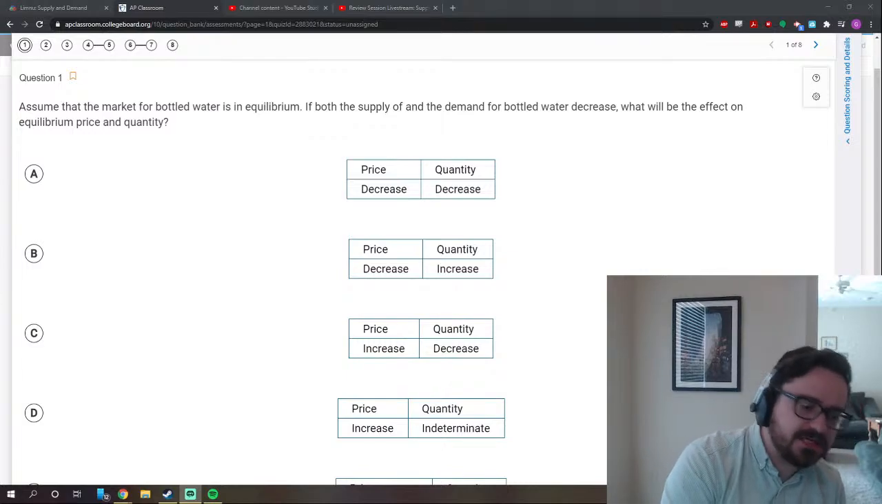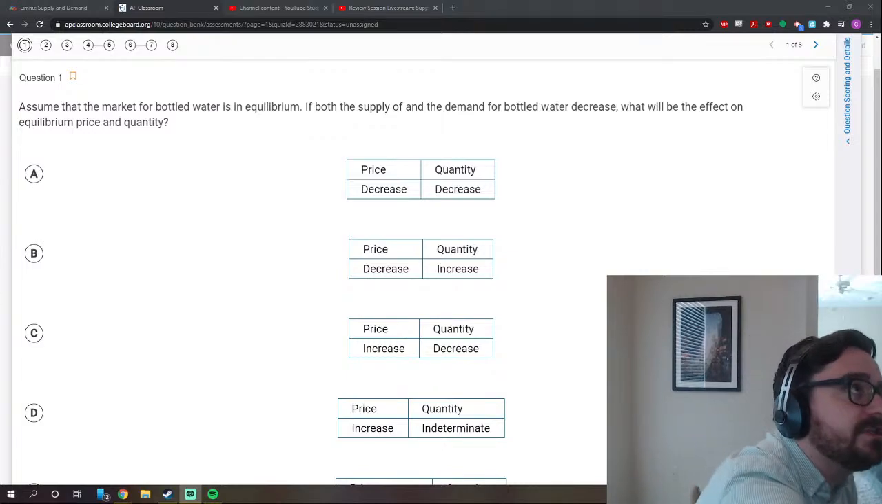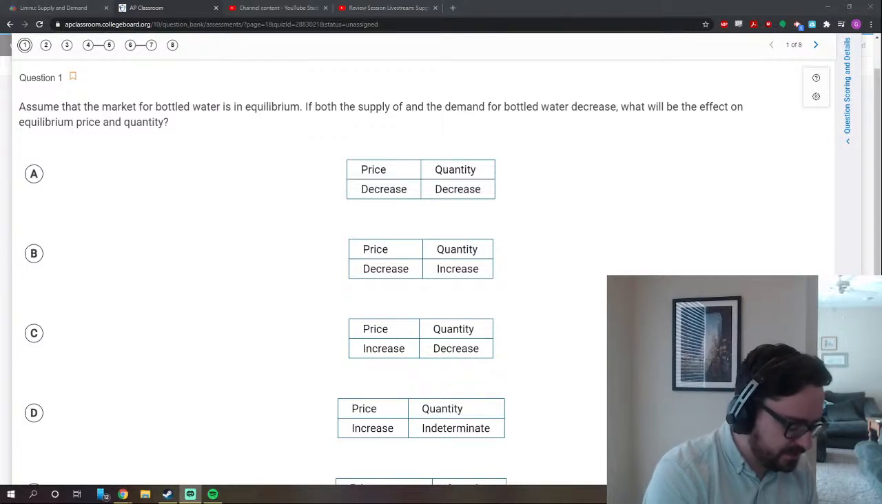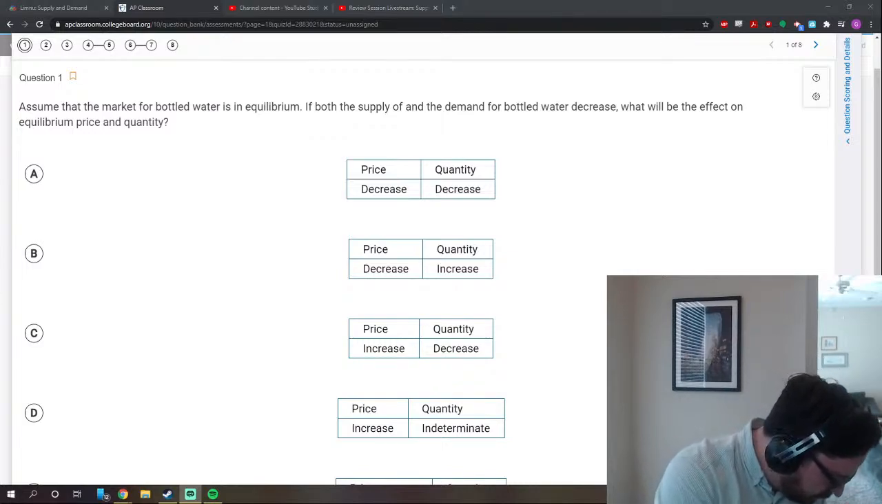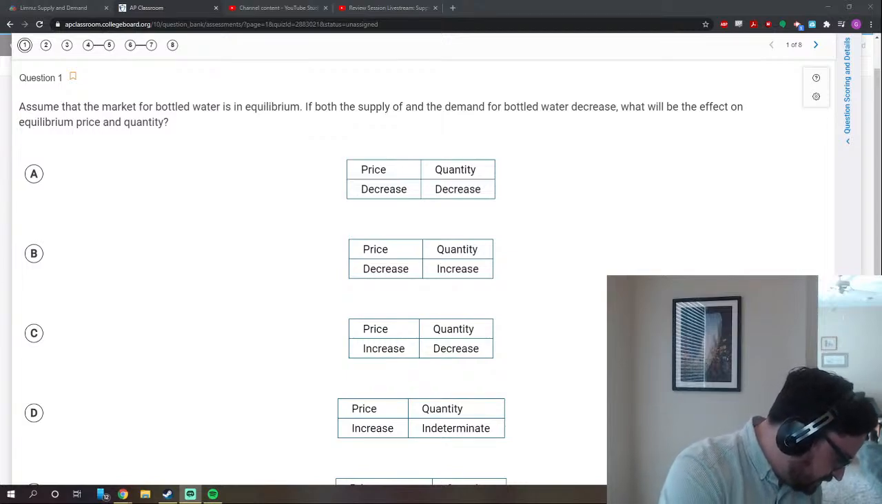Okay, decreasing both. So we decrease the supply of something and we decrease the demand of something. If I decrease the demand, it means people want the good less, okay? And if I decrease the supply, it means businesses are wanting to produce the good less than before.